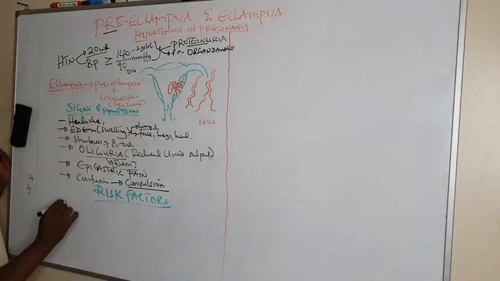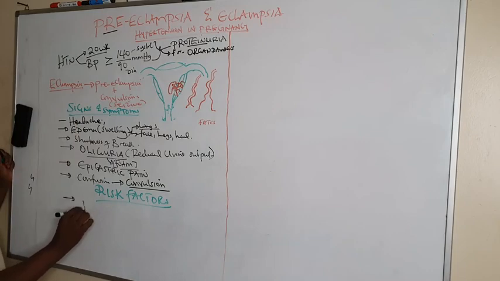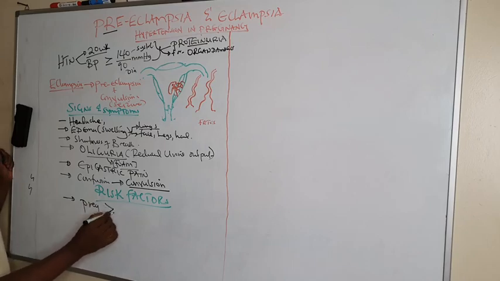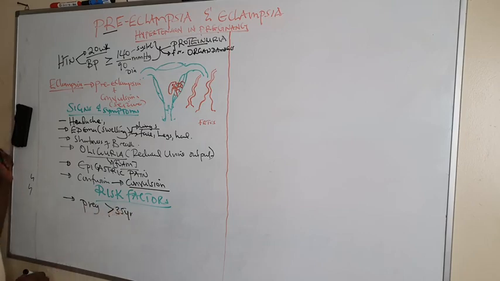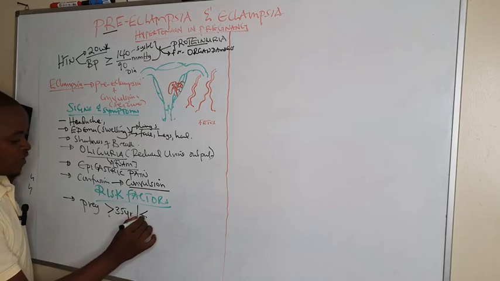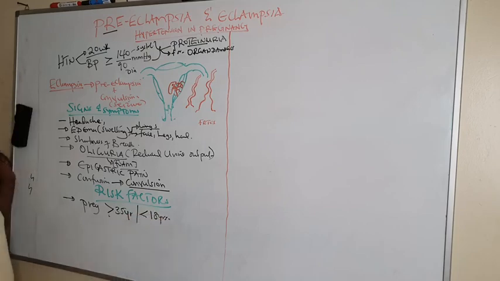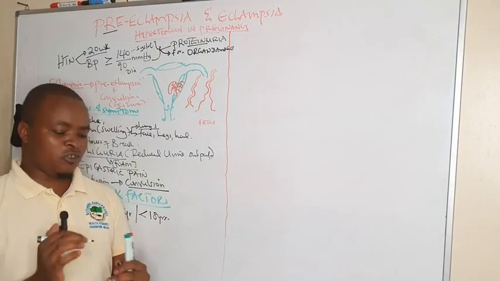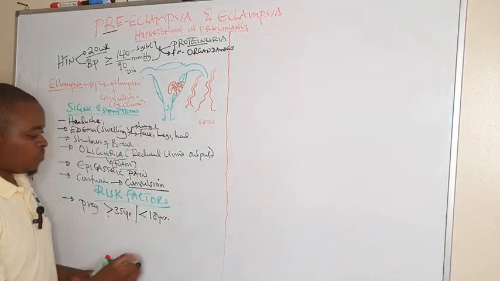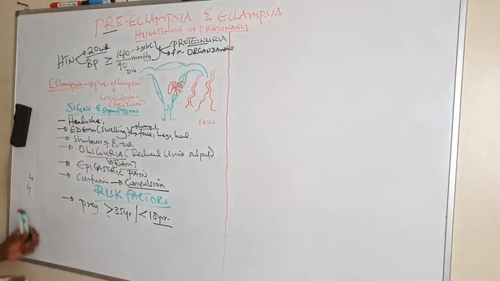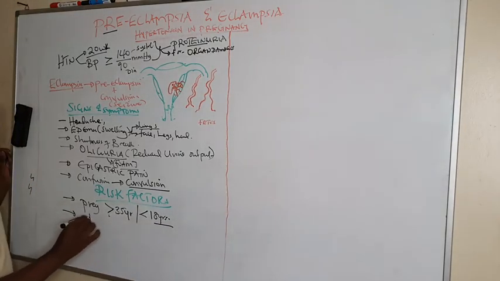And one of the risk factors is getting pregnant when you are elderly, that is having age greater than 35. Getting pregnant when you are aged greater than 35 is one of the risk factors, or getting pregnant when you have age less than 18 years. So you find you are 40 years and you're getting pregnant, or a teenager getting pregnant. Then another one is having the first pregnancy when you are primigravida.